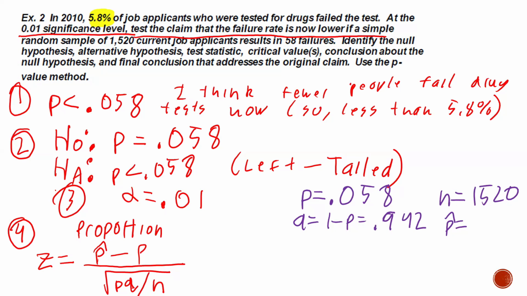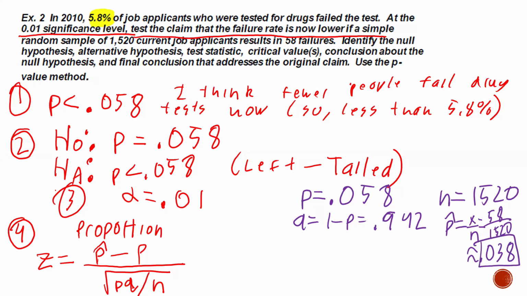Is everyone following what I'm saying here? Notice, if I asked you what percentage of people fail the drug test, and you have 58 failures and 1520 applicants, you could easily tell me that. But sometimes it doesn't occur to you to do that here. If you throw that in your calculator, you will get approximately 0.038. Okay, so that's your p hat, and then you can just plug all that into the formula.